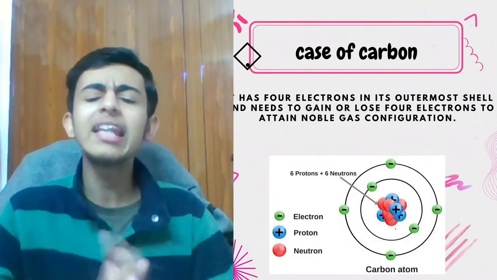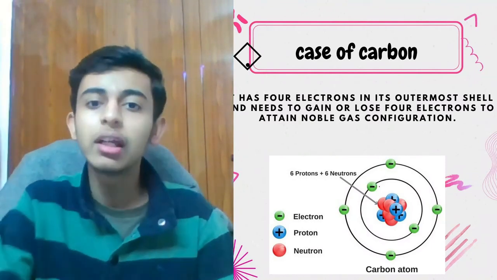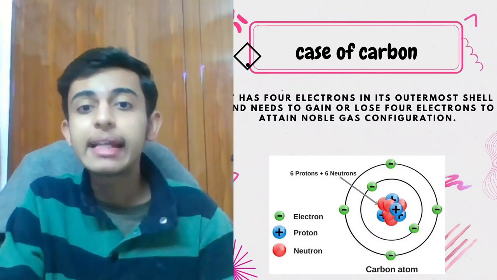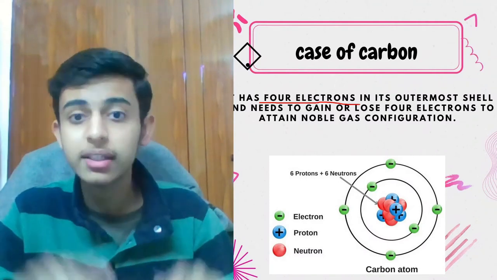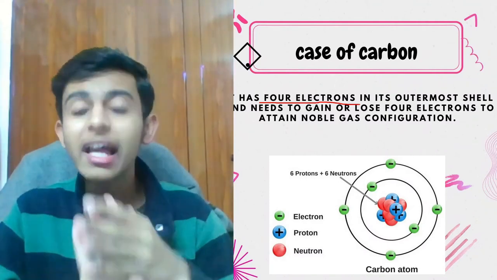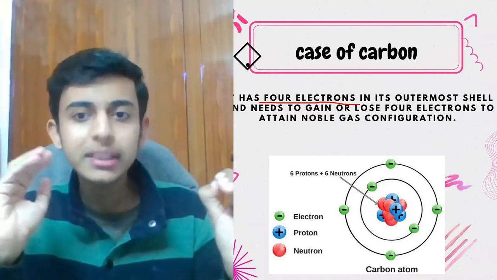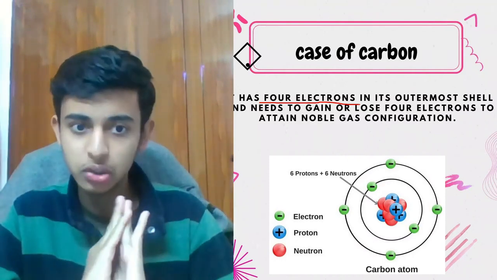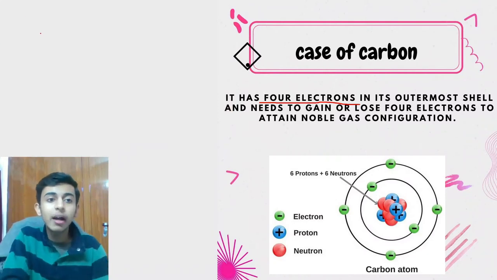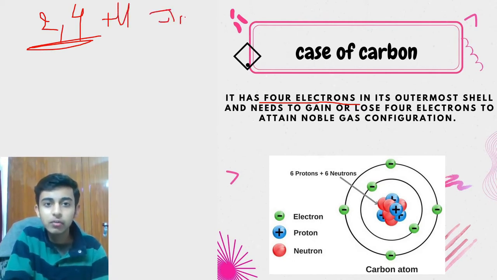Now let's take the case of carbon. What is so special in carbon? Number one point to be understood, guys: please focus over here to not get distracted, I'm teaching something very important. Carbon has 4 electrons in its outermost shell. Clear? And carbon will do something. Either it will gain or it will lose 4 electrons to attain a noble gas configuration. If carbon has configuration 2, 4 right now, then if it gains 4 electrons, 4 plus 4, its configuration will be 2, 8.